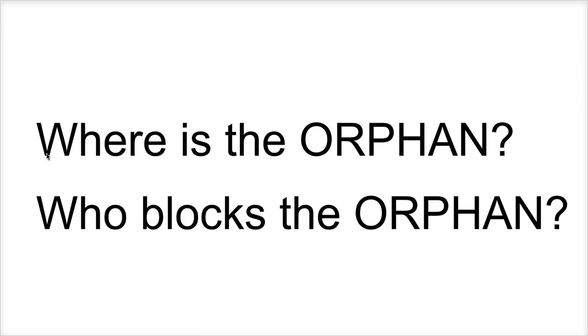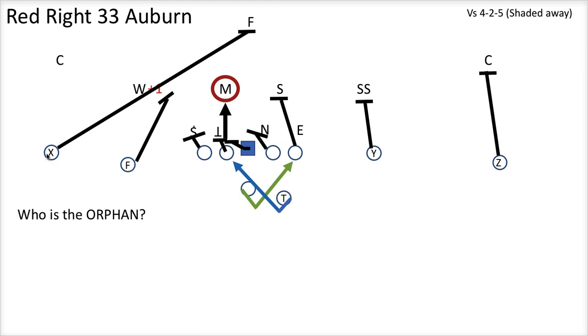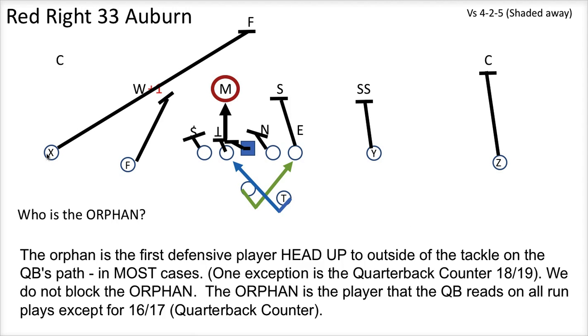Where is the orphan and who blocks the orphan? Well, the orphan is the first defensive player head up to the outside of the tackle on the quarterback's path, in most cases. We do not block the orphan. The orphan is the player that the quarterback reads on all run plays except for 16 and 17, the quarterback counter. So there's the orphan.